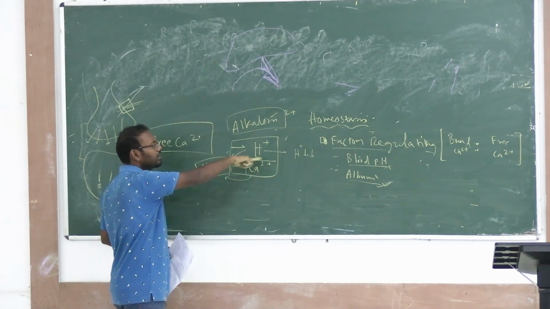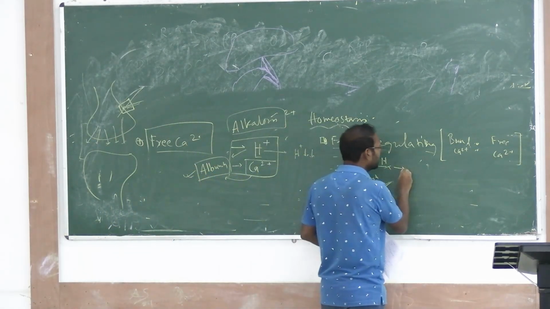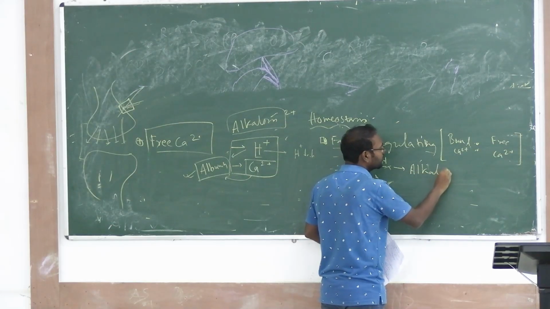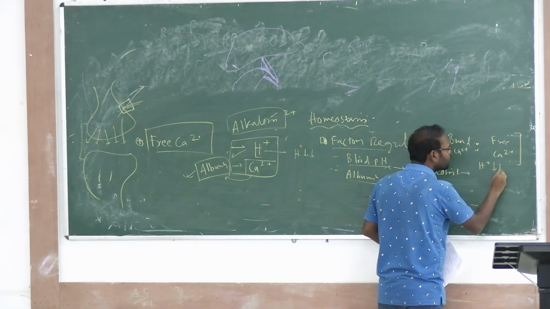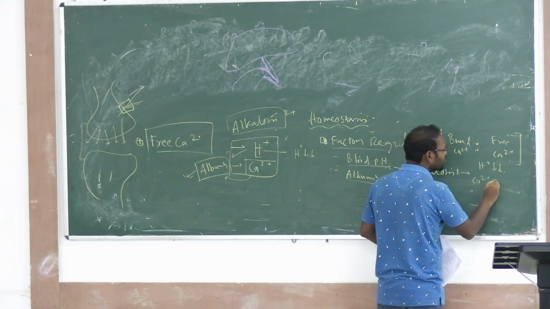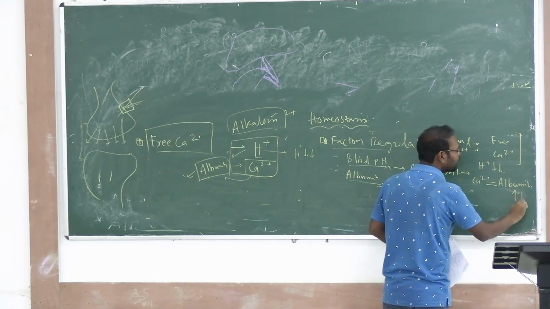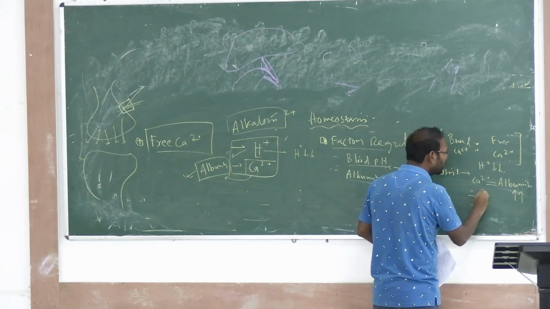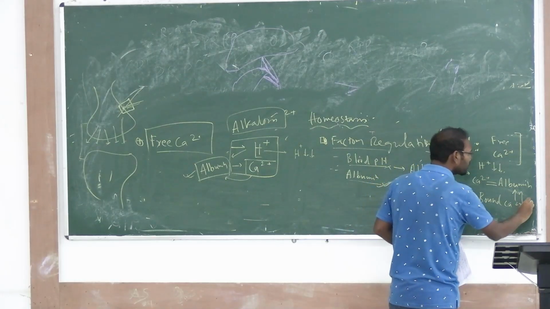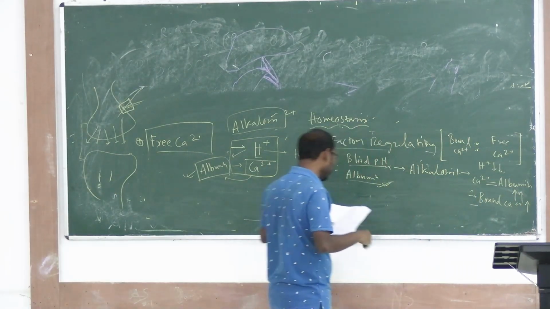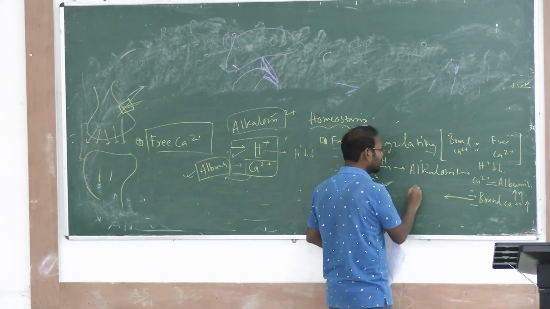Why? Because their competitor has decreased in amount, right? So now you can easily understand how blood pH affects this. In case of any kind of alkalosis, the mechanism is H plus is low, so the calcium and albumin complex will be increased in amount. That means the bound calcium will be very much increased and free calcium will be very less. So this free calcium becomes less, bound calcium will be high and free calcium will be less.